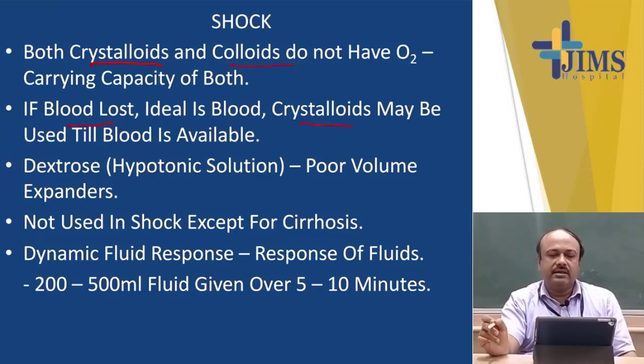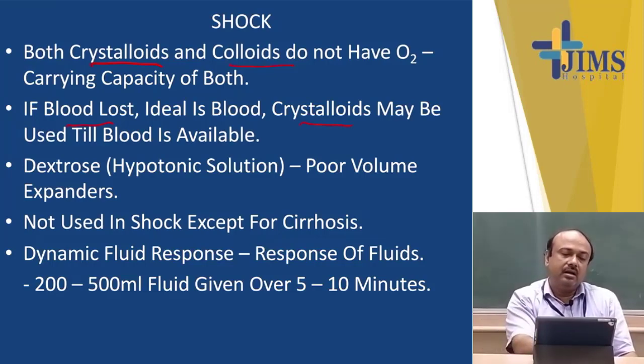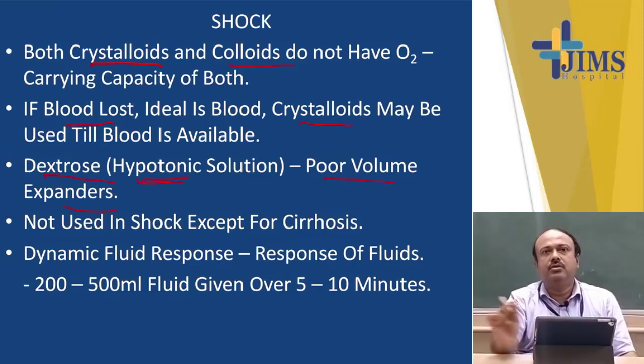Now dextrose is a solution which is a poor volume expander. It is a hypotonic solution. We must try to use hypertonic solutions. Crystalloids are exemplified by normal saline, Ringer's lactate, Hartmann solution and others, whereas colloids are dextran, hemaxil, etc.